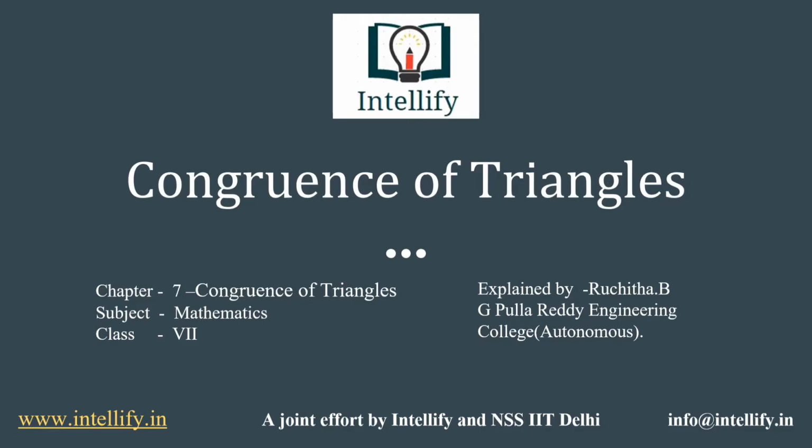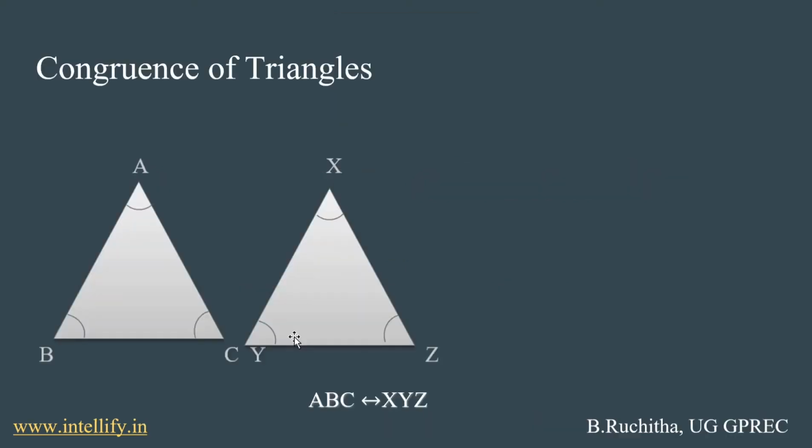Today we are going to discuss the topic Congruence of Triangles from chapter 7, Congruence of Triangles. It is one of the important topics from this chapter. Till now we have seen how two planes, line segments and angles are congruent. We mostly prefer the superposition method to find the congruence. But how do we find whether two triangles are congruent or not?